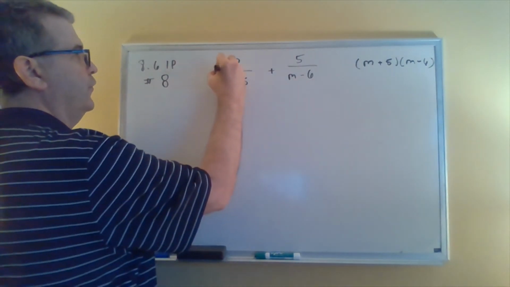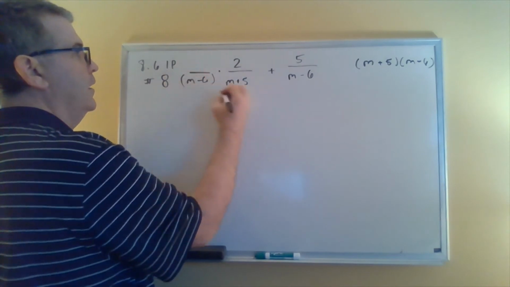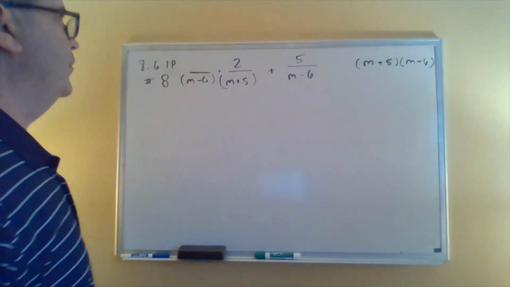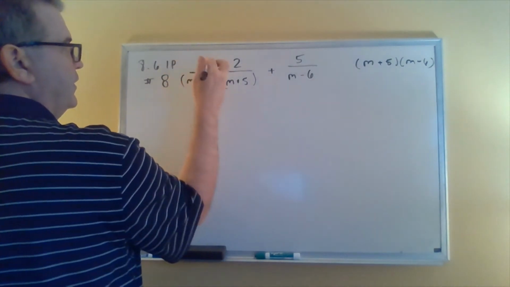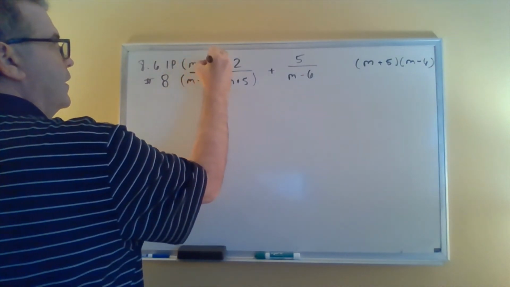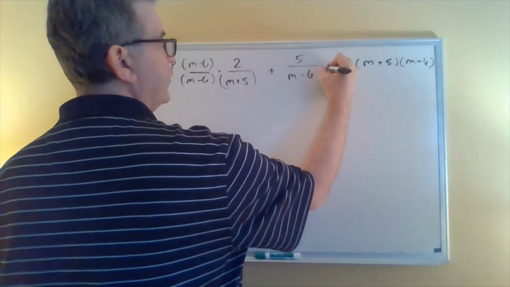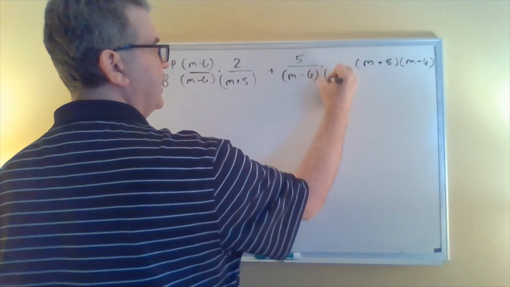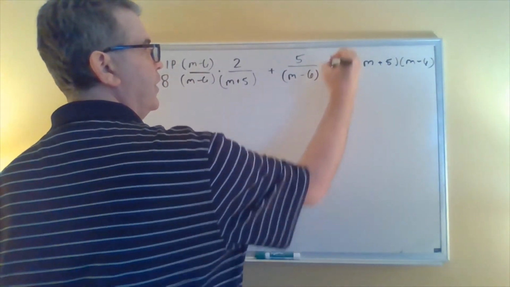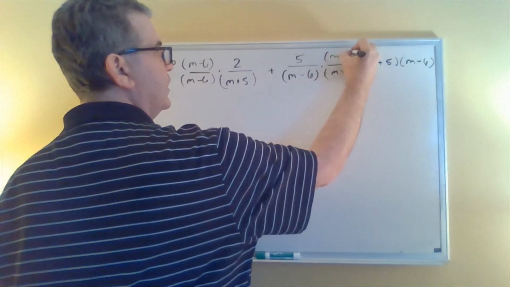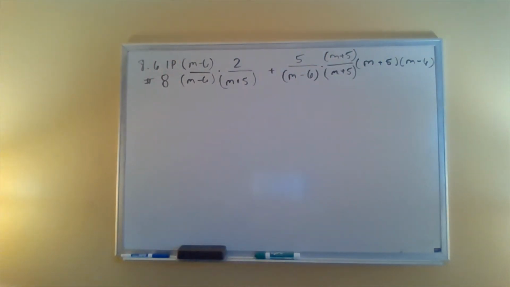I'm going to multiply this first fraction times m minus 6. I'm going to use parentheses here to keep me from getting in trouble. Whatever I do to the bottom, I have to do to the top, so I'll also be multiplying that top by m minus 6. Over here, I'm going to be multiplying that denominator by m plus 5, and whatever I do to the denominator, I also have to do to the numerator. So there's my setup to get my common denominator.